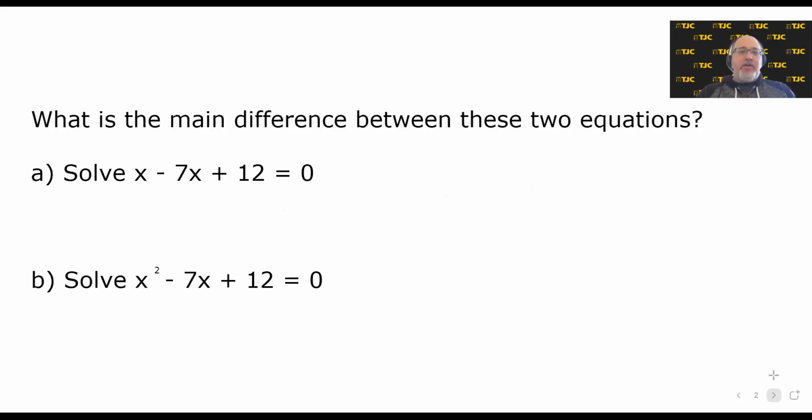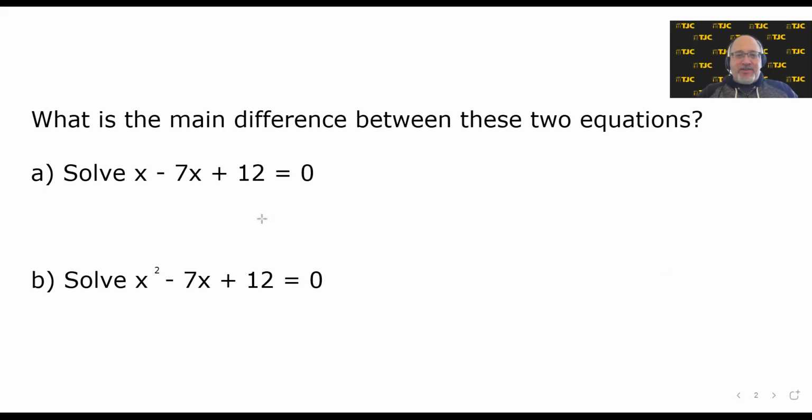Let's start by taking a look at a couple of equations, one of which is linear, one of which is quadratic. And if you've forgotten what makes an equation linear, I'll remind you here in a moment, and also introduce what makes an equation quadratic. Equation A is solve x minus 7x plus 12 is equal to 0. Equation B is solve x squared minus 7x plus 12 is equal to 0. I think it's fairly evident, but what's the main difference between the two equations? The answer? The second equation has a power.